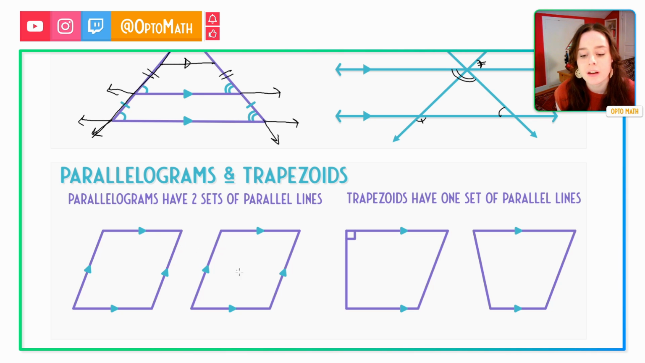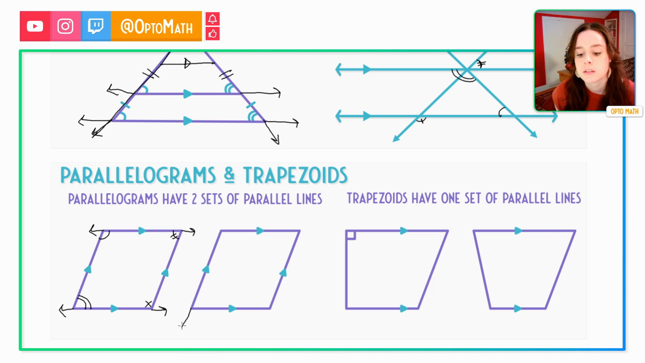So first we have two parallelograms and they have two sets of parallel lines. So let's look at this first parallelogram. As we're looking at the horizontal lines as our parallel lines, let's treat these other lines as our transversals. So these would be on the same side and they're interior, so they're supplementary, same side interior. And these are also same side interior. So those are all supplementary to each other.